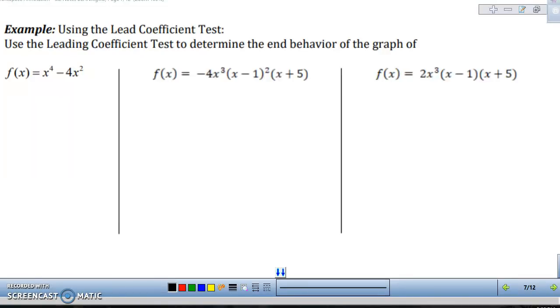So taking a look at this first example, we need to get a toolbar up. There we go.